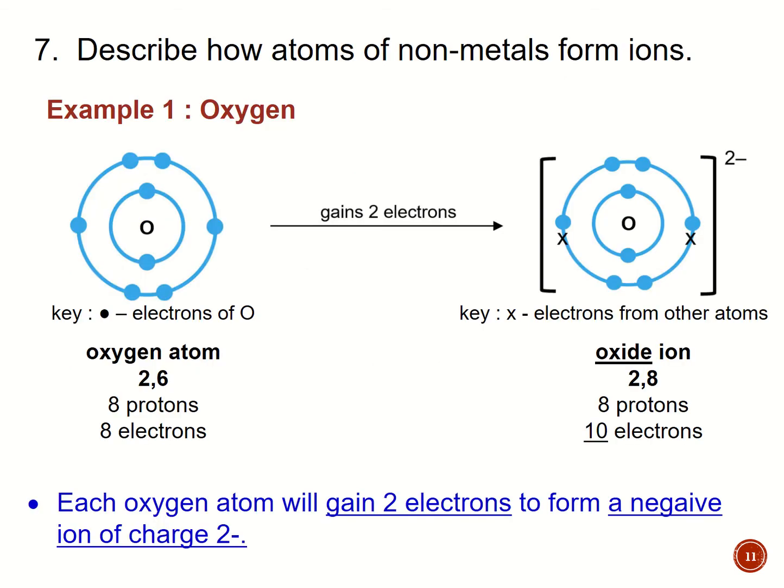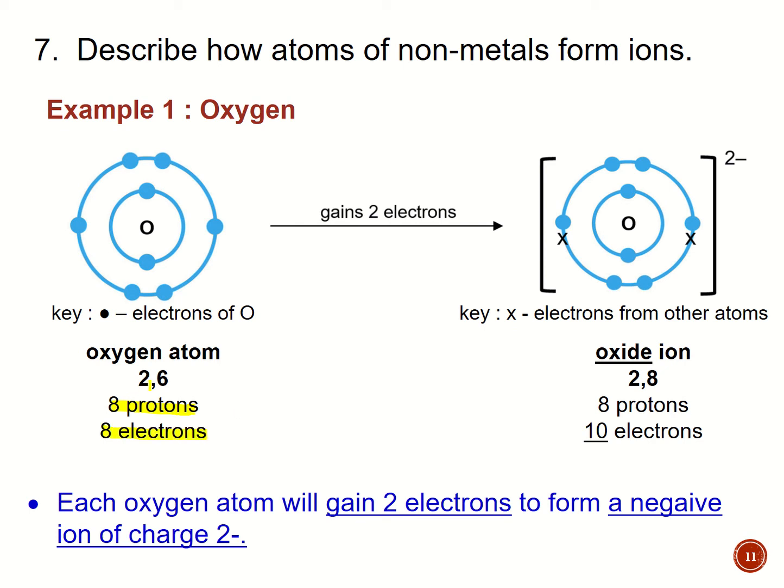Let's take a look at an example of oxygen. Now oxygen, if you take a look at a periodic table, has a proton number of 8. This means that one oxygen atom will have 8 protons. And since this is an atom, the number of protons will be equal to the number of electrons, so you will be able to find 8 electrons in an oxygen atom.